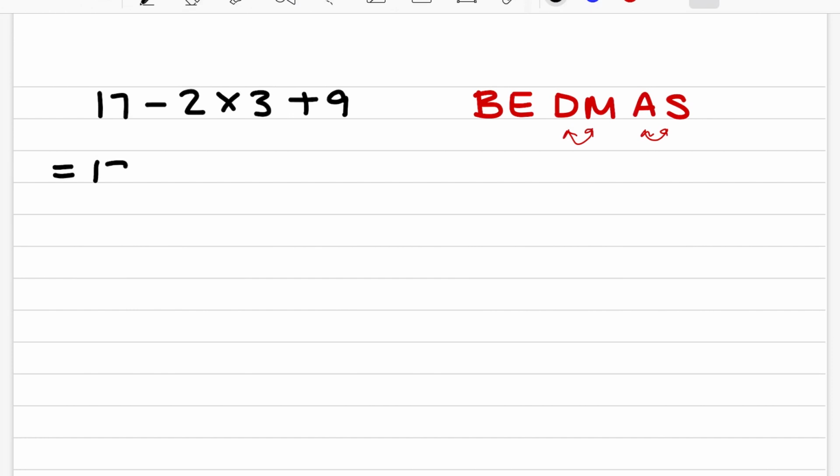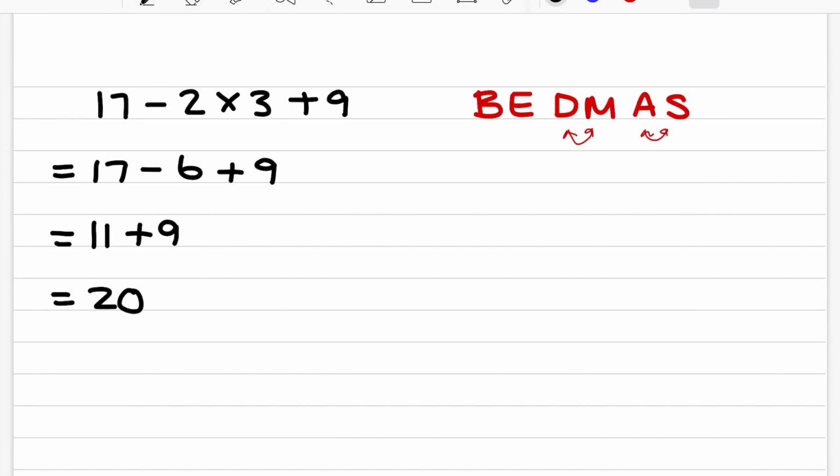So we leave the 17, and we're doing 2 times 3. That gives us 6, and we have 17 minus 6 plus 9. Now this is where it might be a little bit tricky because subtraction does come second in BEDMAS, but it doesn't matter because we have to do it in order. So if we do it in order, we first do 17 minus 6 is 11, plus 9. That gives us the final answer of 20.